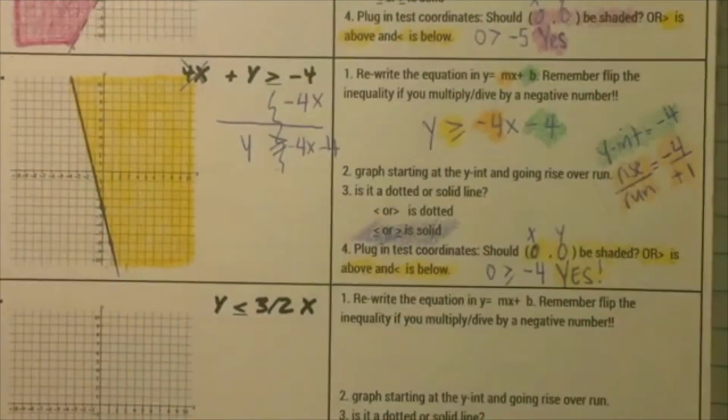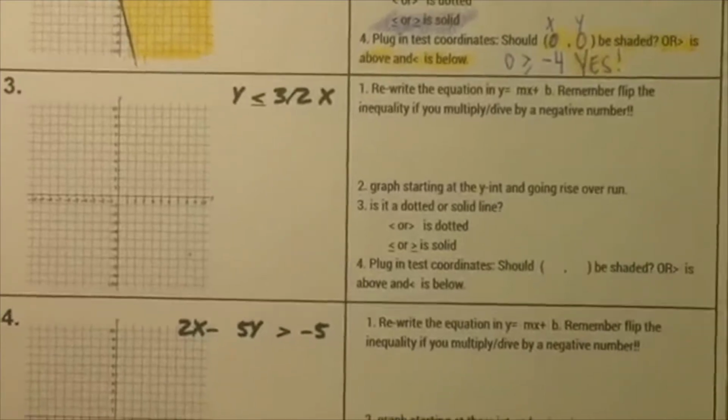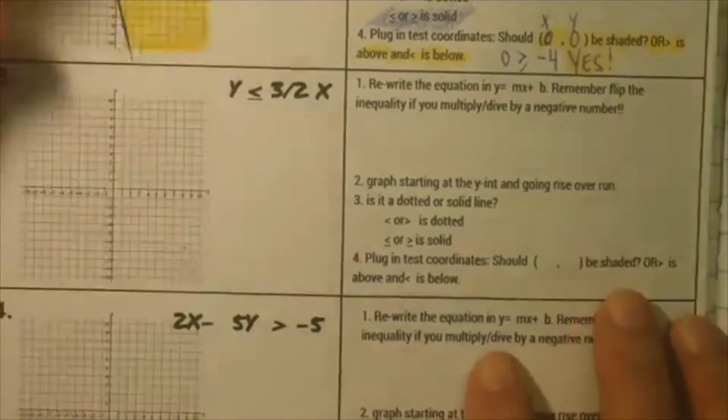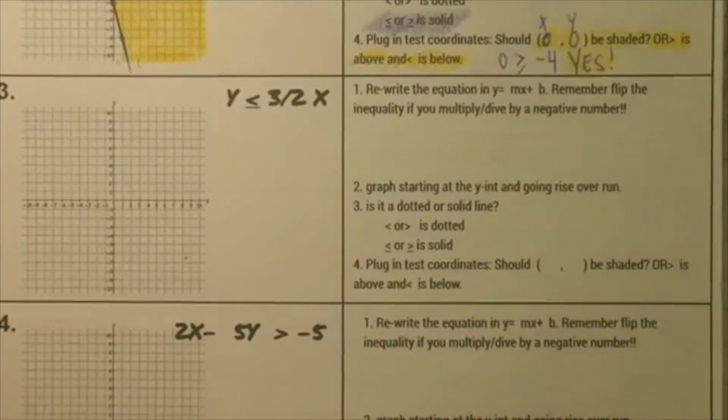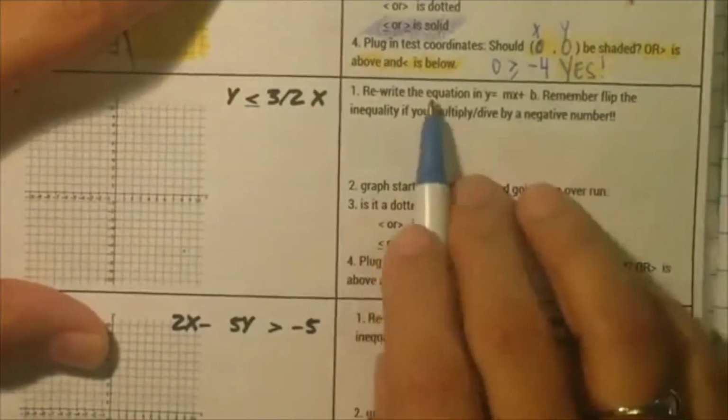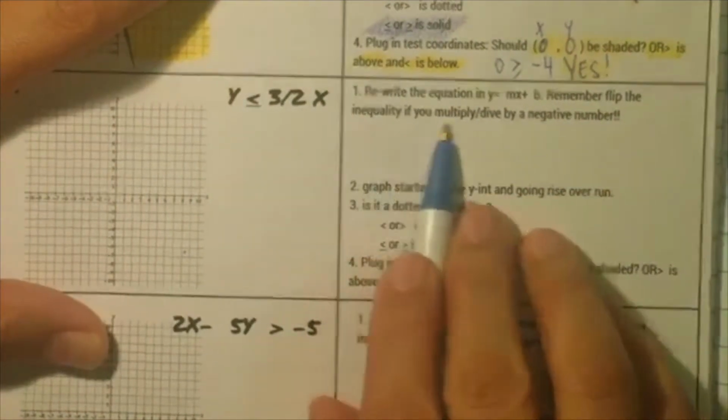And there we go. And that's really it with the inequalities. So just one more step to it than regular equations. All right, number 3, same thing. Rewrite it into y equals mx plus b. It's already in y equals mx plus b. I guess we could just add the +0 so that you can see that the intercept is 0.